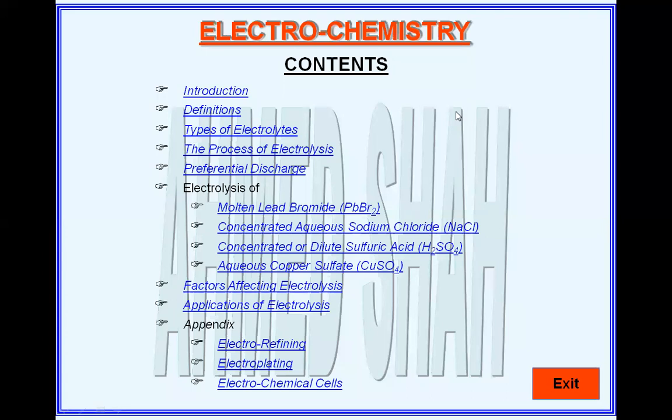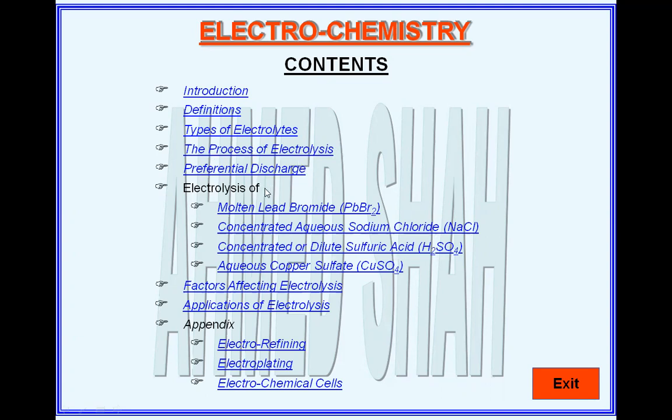Today we are discussing the electrochemistry topic, aqueous copper sulfate cases. In the previous lecture, we discussed the definitions of electrolysis, types of electrolytes, the process of electrolysis, and the preferential discharge in part 1.